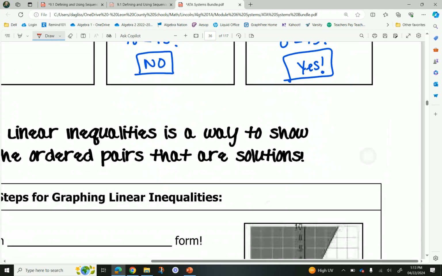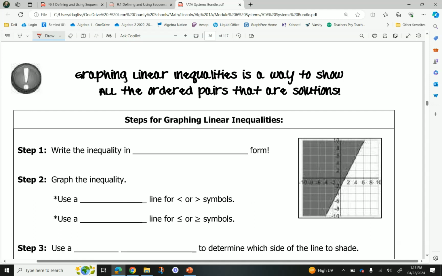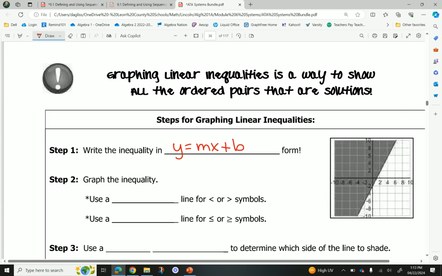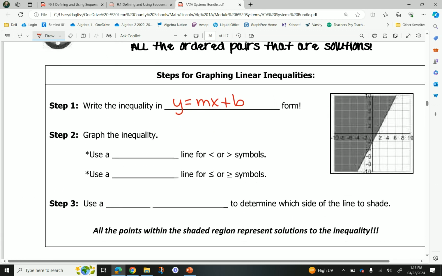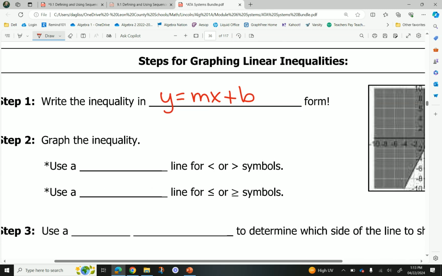All right. So now I want to test with a graph. Okay? So when we graph, we always want to write our inequality in y equals mx plus b form. We know the equal sign, but when it's an inequality, it's not equals anymore, right? It'll be less than, greater than, less than or equal to, greater than or equal to. The symbol there is going to matter.